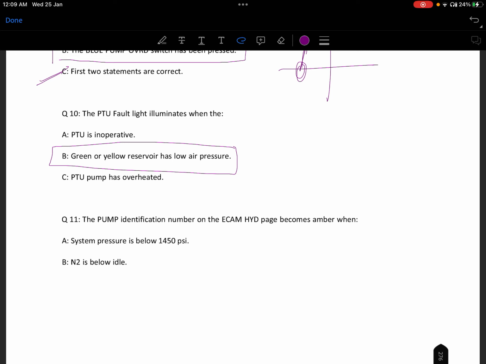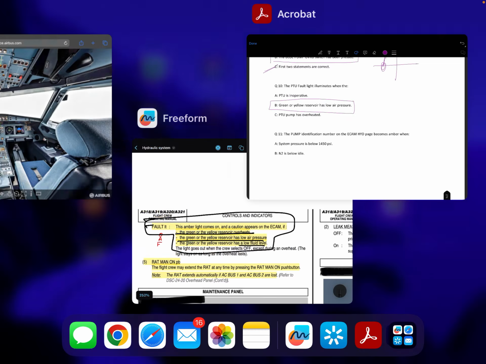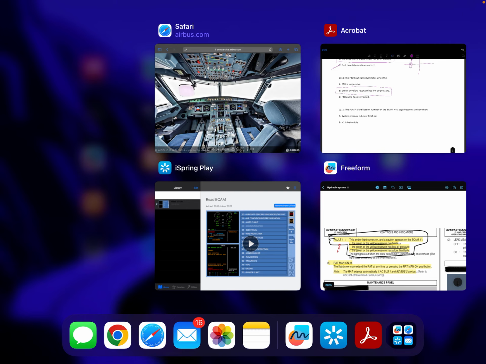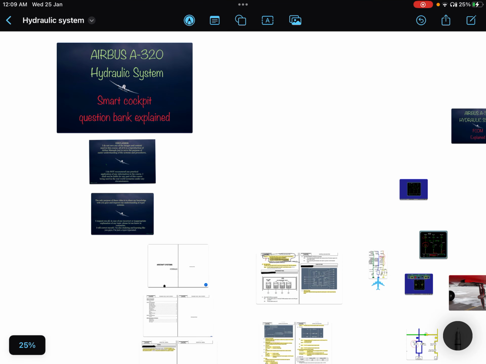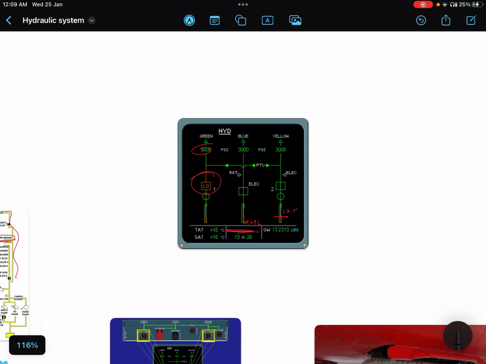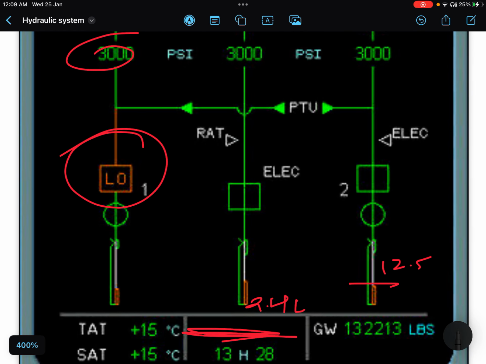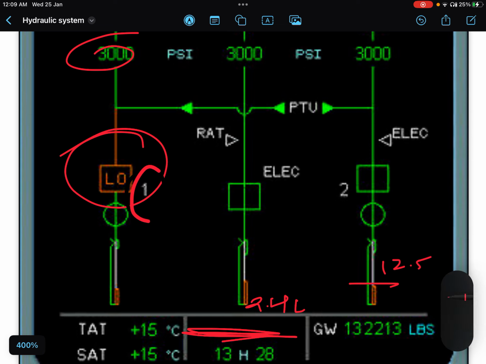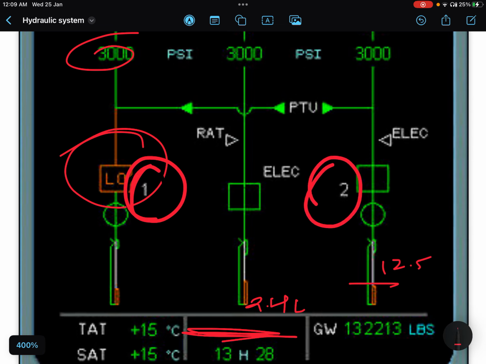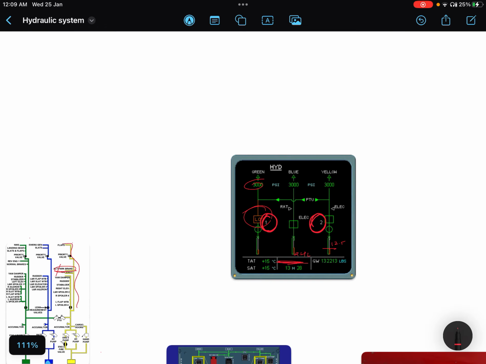Okay, which pump identification number are they talking about on the hydraulic page? I should show you the hydraulic page first and then we should talk about it. Where is the hydraulic page? This is the colored hydraulic page. They are talking about these numbers. When do these numbers become amber?